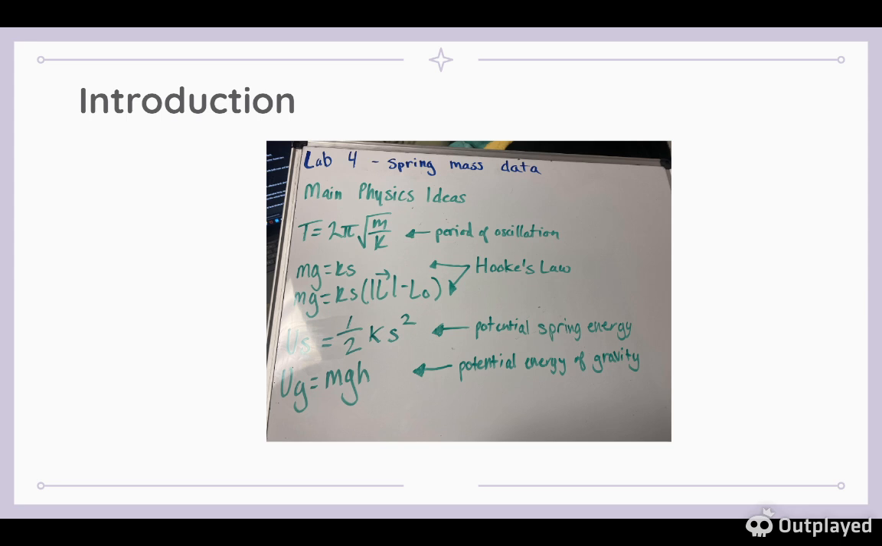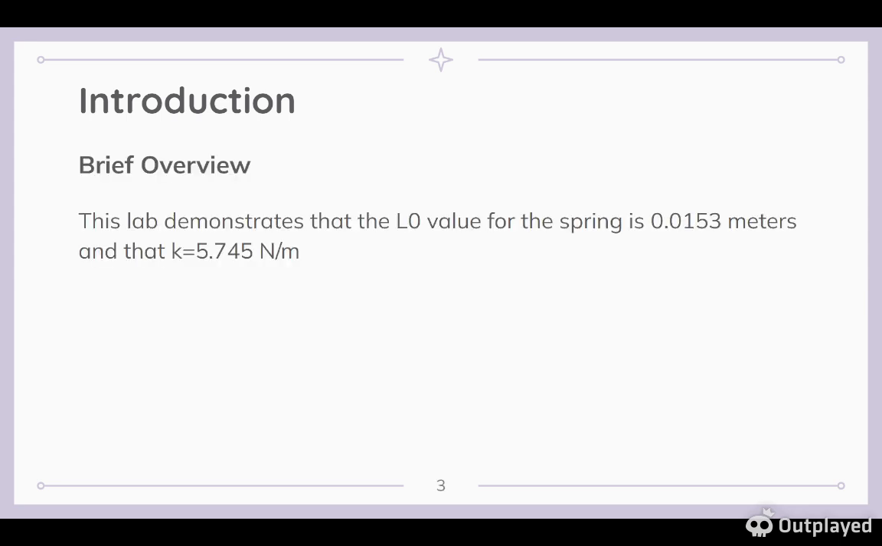The period of oscillation was to determine what the K value would ultimately be, and then we would use that K value we found in the period of oscillation to apply to Hooke's law, to then calculate what our L0 value would be, and then potential spring energy and potential energy of gravity also played parts in the spring oscillation. Brief overview.